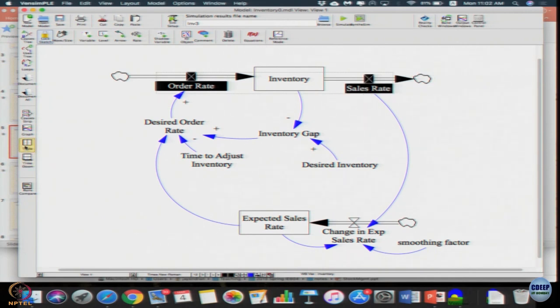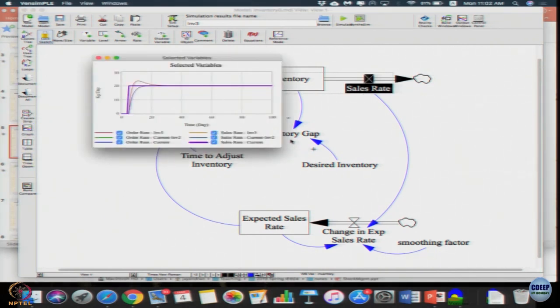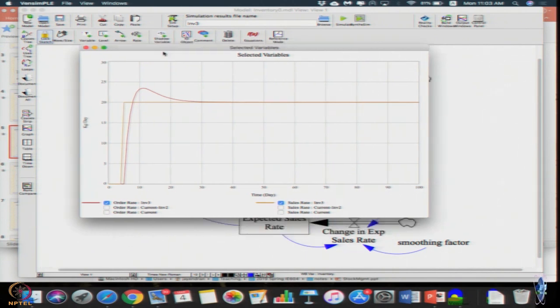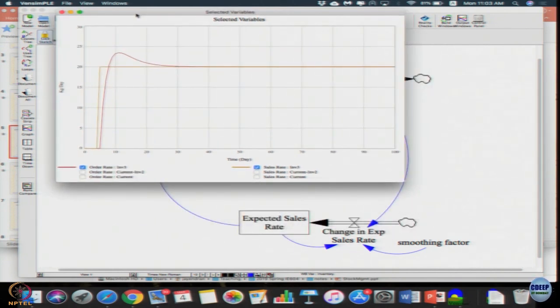Let's look at our order and sales rate. Okay, too many graphs. Let's observe what is happening to the order rate. Sales rate immediately increases by a step. Order rate actually increases beyond that and then saturates at the value of 20.